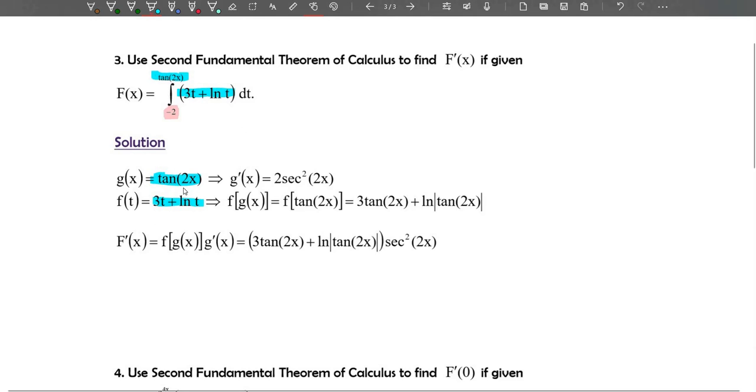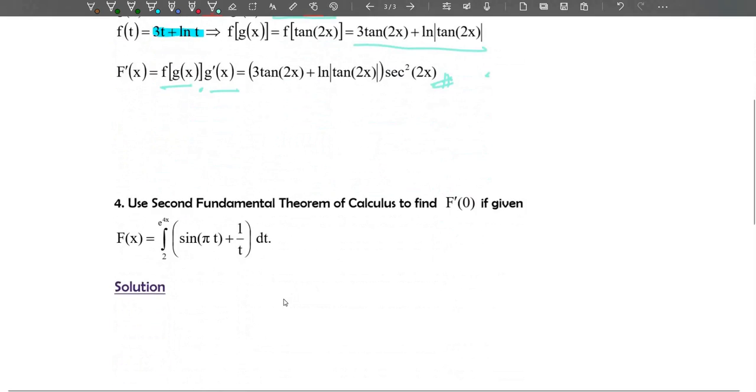g(x) is tangent x, so g prime x is equal to secant squared x. And f(t) is equal to 3t plus ln t, which means f(g(x)) is f of tangent x. Substitute tangent x in place of the t, so we have 3 tangent x plus ln tangent x. Next, f prime x is simply f(g(x)) multiplied with g prime x, which is 3 tangent x plus ln tangent x multiplied with secant squared x. For this one, you don't have to expand, and this would be your final answer.